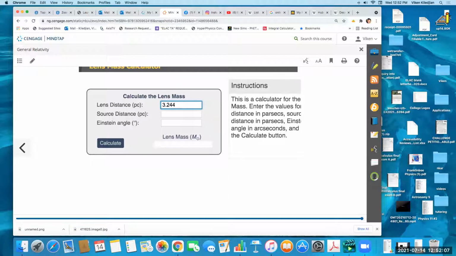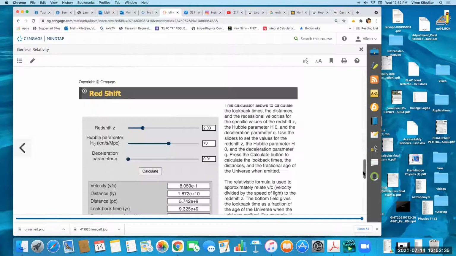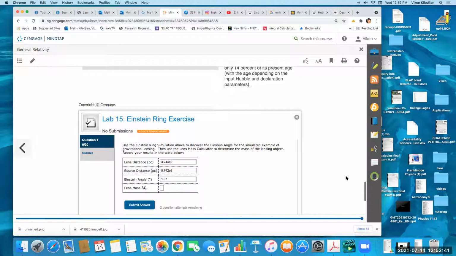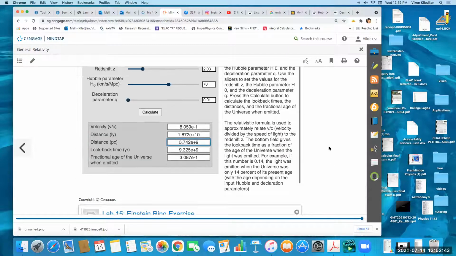Oh, it won't accept anything. No, it's not accepting scientific notation, so I'm just going to have to put zeros. 3244. Move the decimal 9 places over, so that creates 6 zeros. Right? Then the source distance would be this one, 5742, which is also the one that I have here showing.